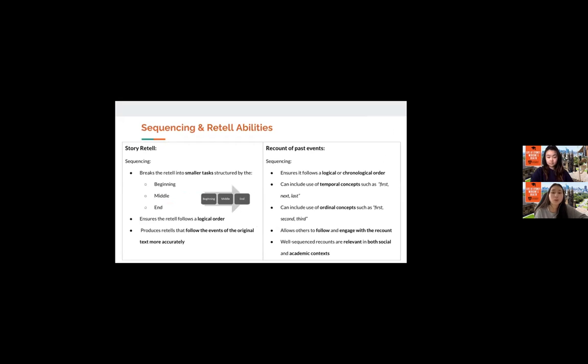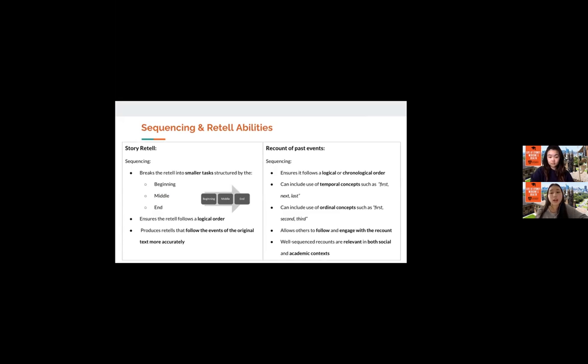Story sequencing skills are also important for students to retell past events or stories, either verbally or in writing. What sequencing does is it breaks the retell into smaller, more manageable tasks, because rather than trying to retell the story as a whole, students are able to retell the main ideas from the beginning, the middle, and the end. This ensures that their story retell follows a logical order as they happened in the original text.